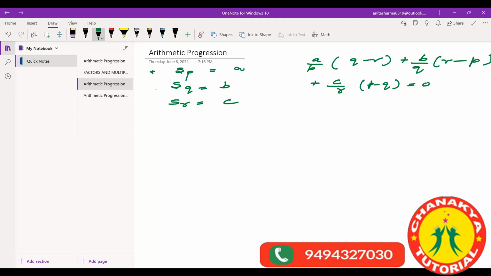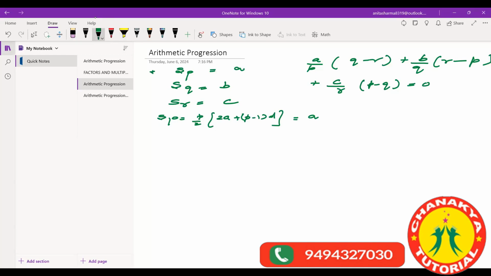So what we can do here, first of all, sum of P terms. The formula will be P by 2 into (2A plus (N minus 1) into D). So P terms are there, so instead of N, you will write P. Right? Yes, ma'am. Minus 1 is equal to A.